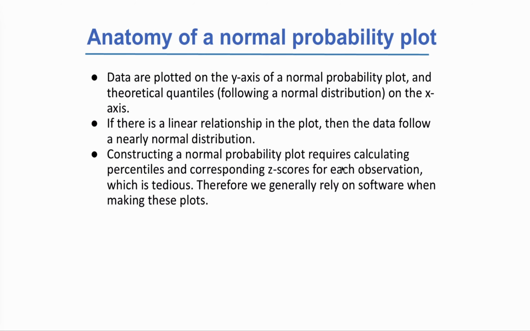Alright, so normal probability plot, data are plotted on the y-axis of a normal probability plot, and the theoretical quantiles forming a normal distribution on the x-axis. If there's a linear relationship on the plot, the data follow a nearly normal distribution. Constructing a normal probability plot requires calculating percentiles and corresponding z-scores, which we're not going to do by hand. If you see this on the AP test, they're going to give you a normal probability plot and ask you to interpret it. They're not going to require you to make one by hand.